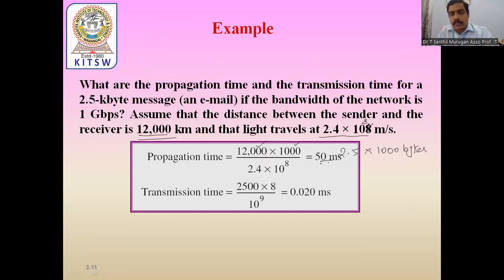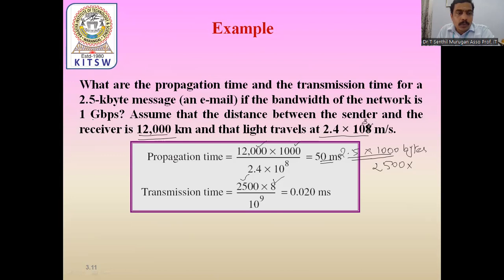Propagation time we have calculated already. So now what we are doing is 2500. Why? Because 2.5 into 1000 means bytes, we converted into bytes. So 2500 bytes, and each byte has 8 bits. So we converted bytes into bits, then divided by 10 power 9.